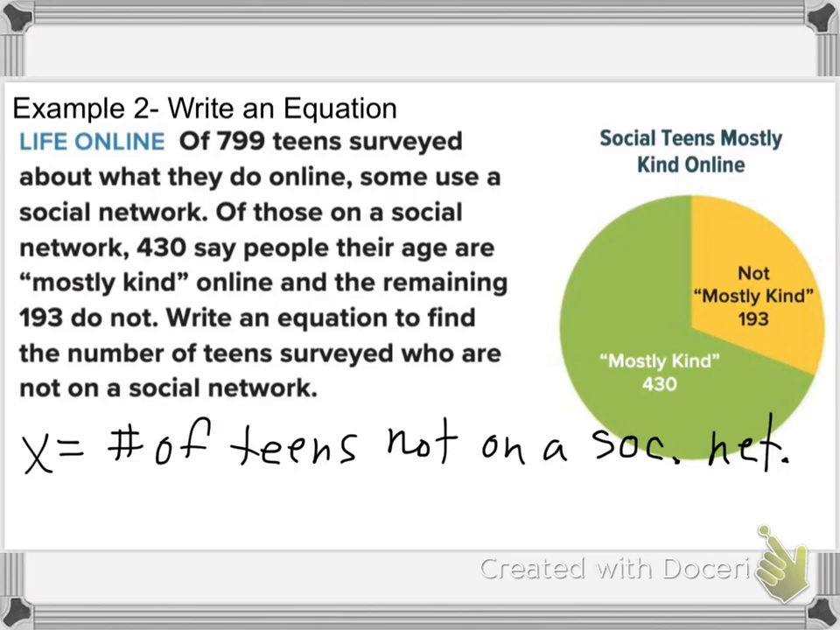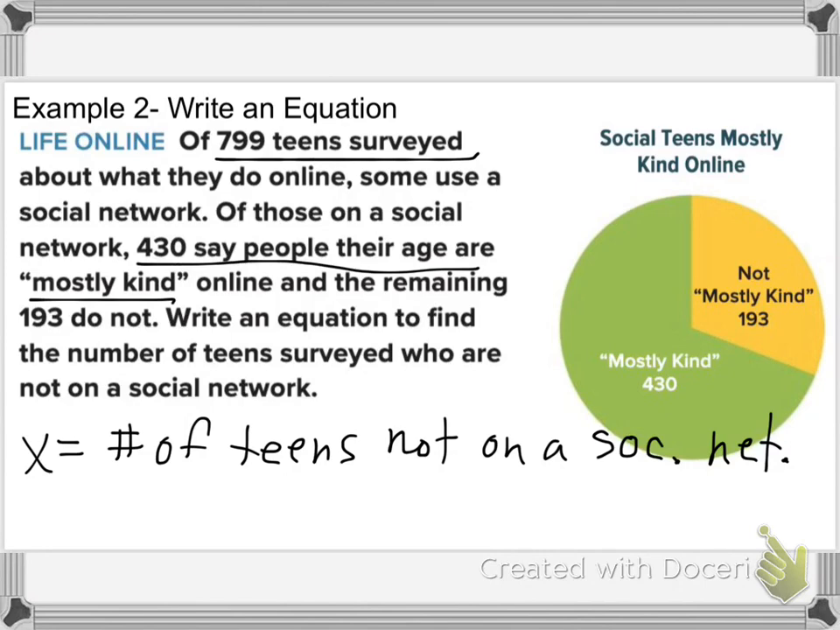What about 799 teens surveyed? Yeah, there was a total of 799 teens surveyed, right? What else? What other information am I given? 430 people say that they're kind. 430 say people their age are mostly kind online.